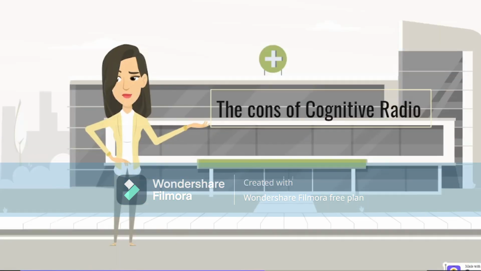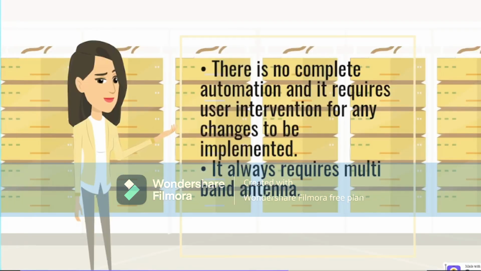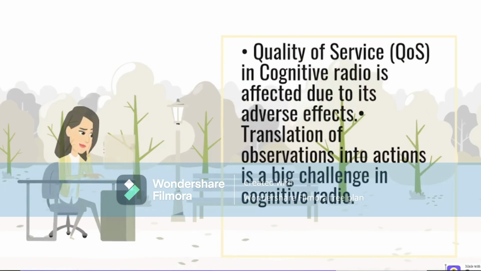The cons of cognitive radio. There is no complete automation and it requires user intervention for any changes to be implemented. It always requires multi-band antenna. Quality of service, QoS, in cognitive radio is affected due to its adverse effects. Translation of observations into actions is a big challenge in cognitive radio.